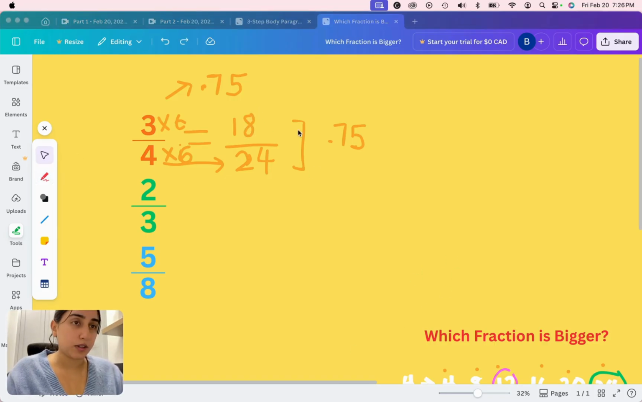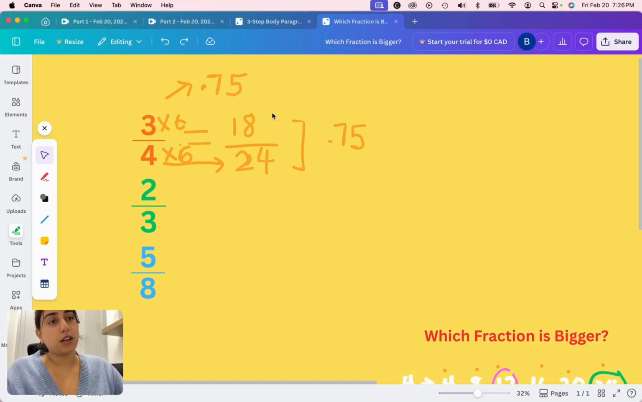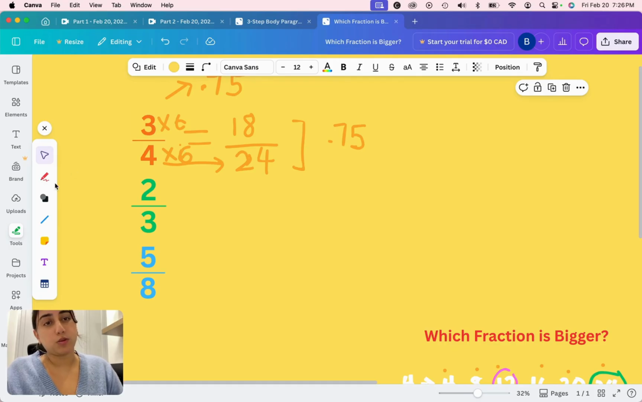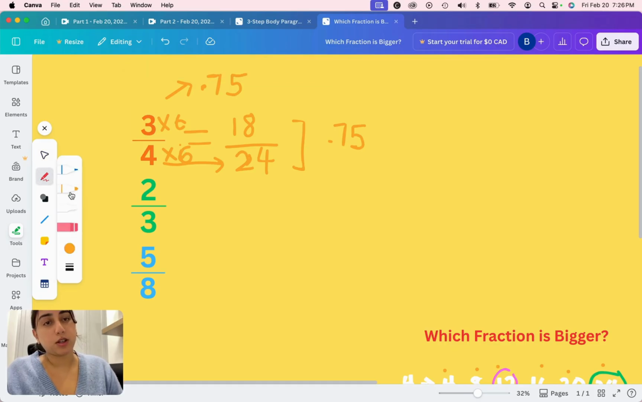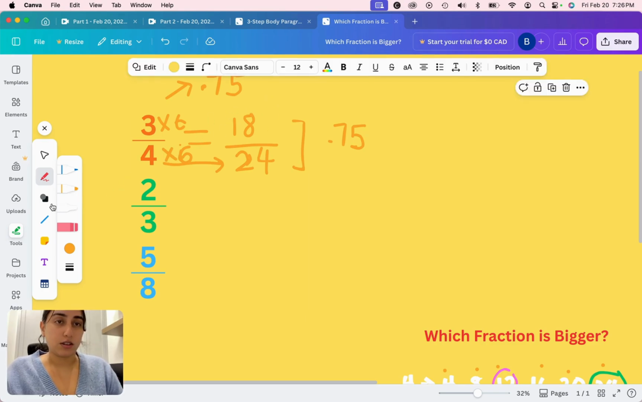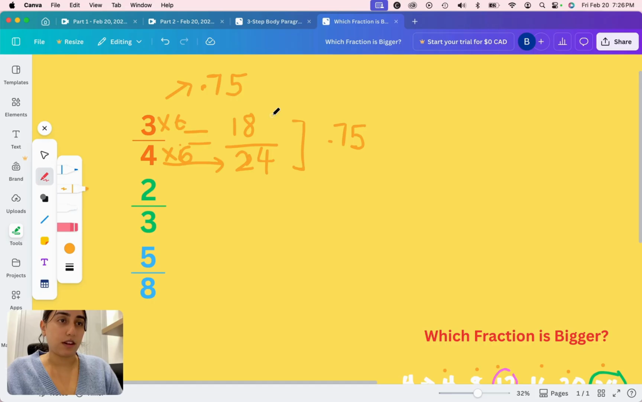I want you guys to take this opportunity to pause the video and put 18 over 24 into your calculator. It should equal 0.75, which means these two fractions are equivalent, and I successfully completed this mathematical problem.